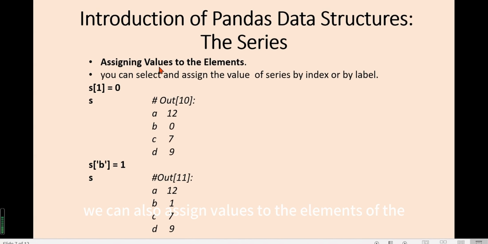We can also assign values to the elements of the series. You can select and assign the values of a series by index or by label. So here we assign the second element of this array to 0. Then we show it again, and this one will be 0 now. And we can also use the string type, assigning 1. So now the 'b' element is 1.